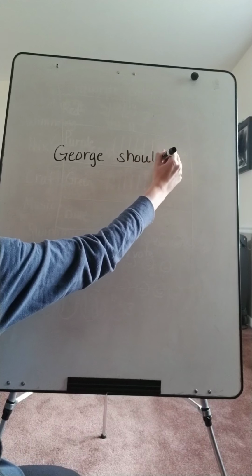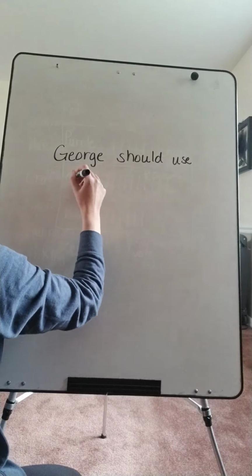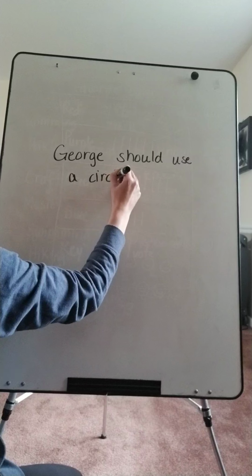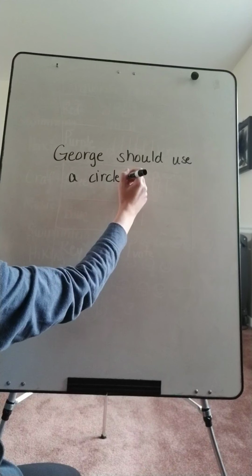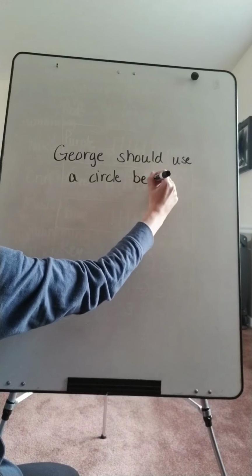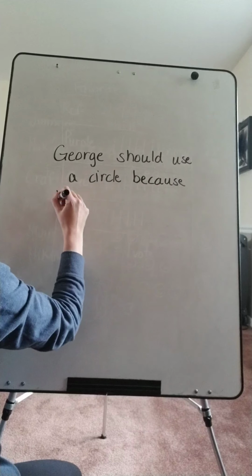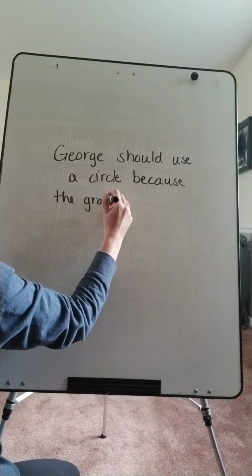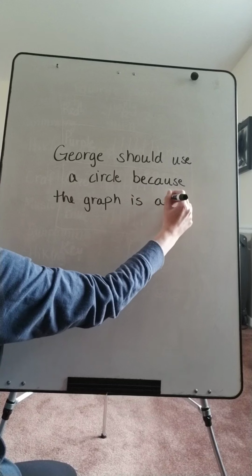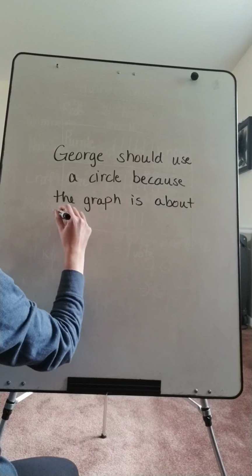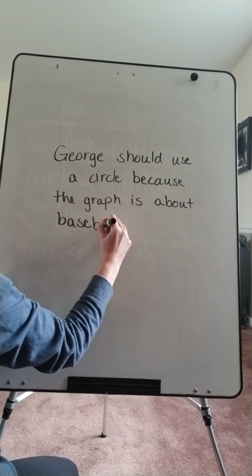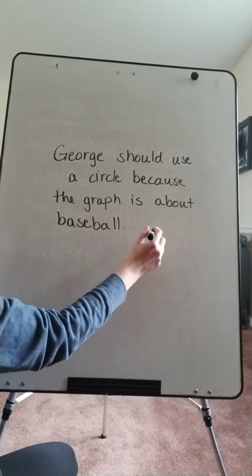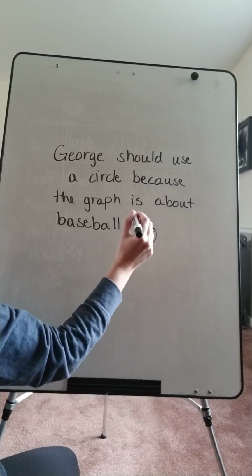George should use a circle because the graph is about baseball. And a circle can look like a baseball.